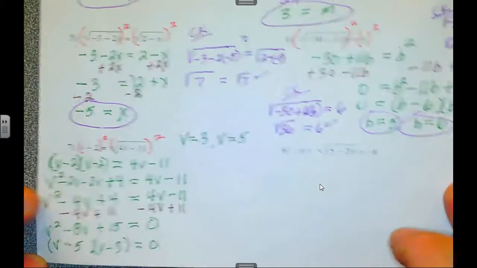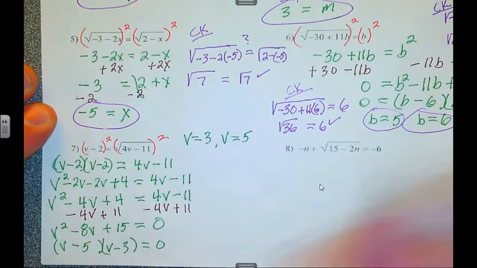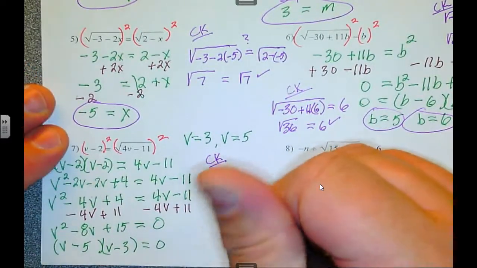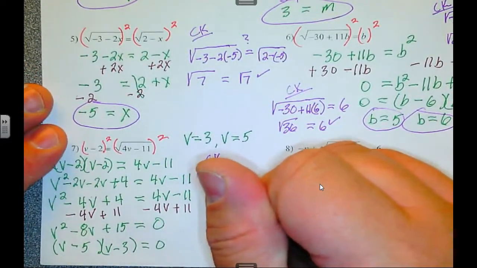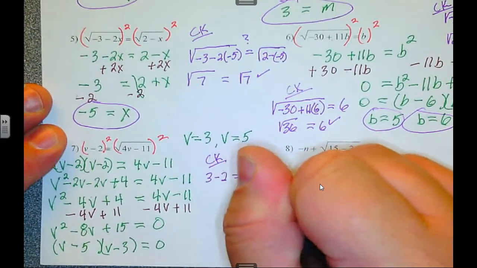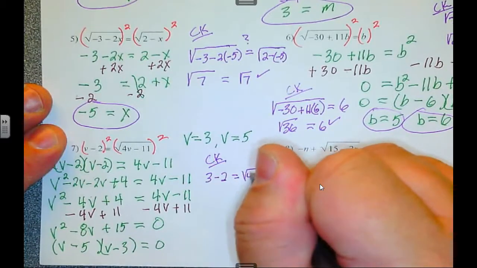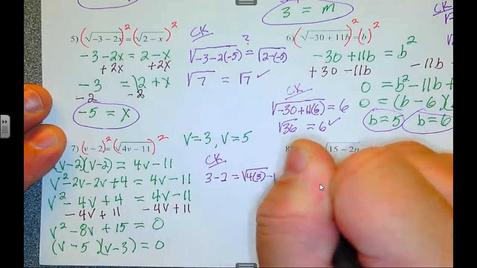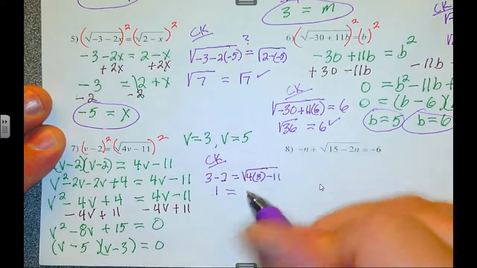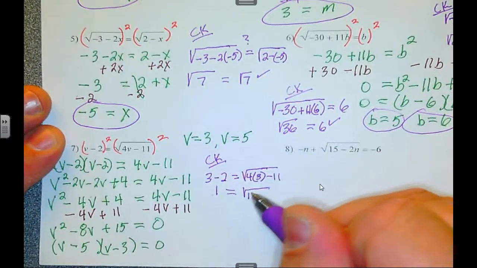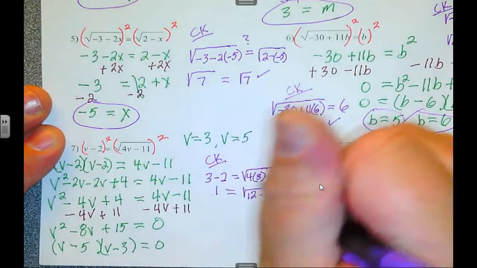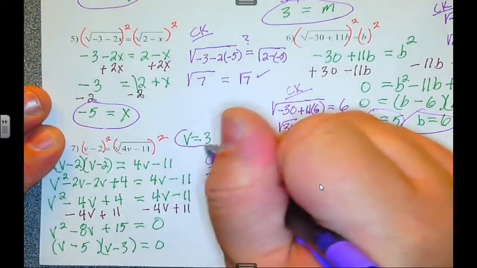And of course, what do we have to do? Check. Does 3 minus 2 equal the square root of 4 times 3 minus 11? 3 minus 2 is 1. Square root of 12 minus 11 is 1. Square root of 1 is 1. Check, 3 works.